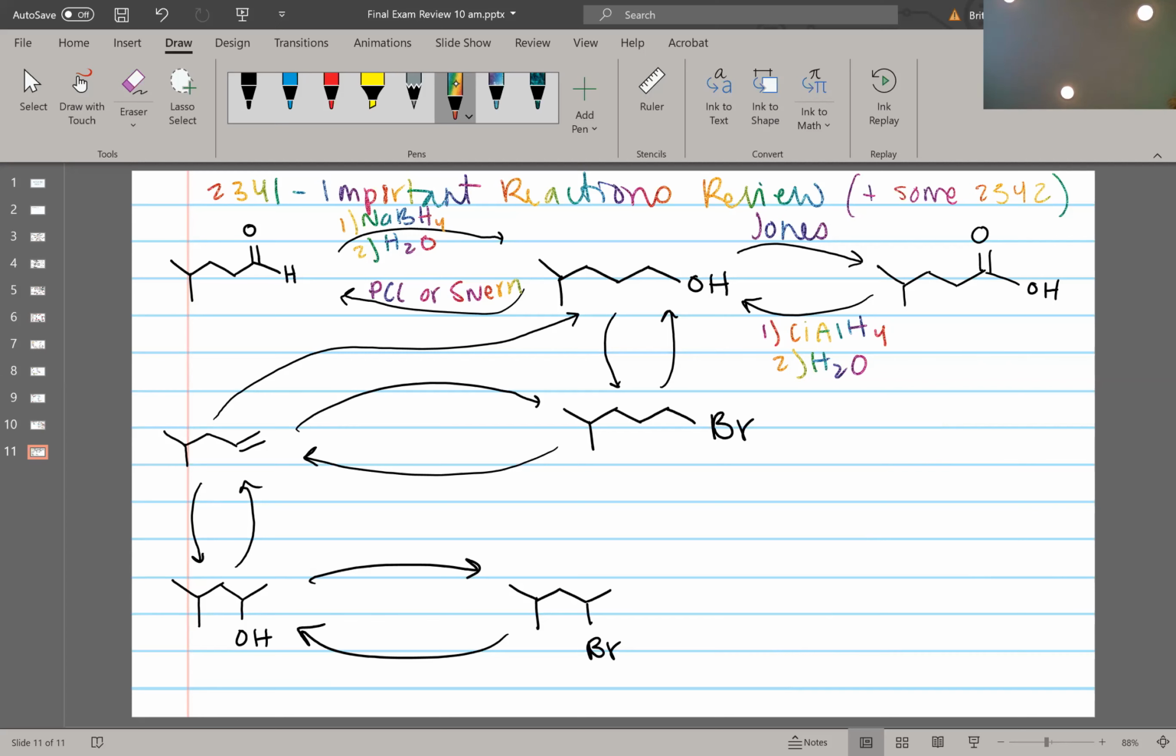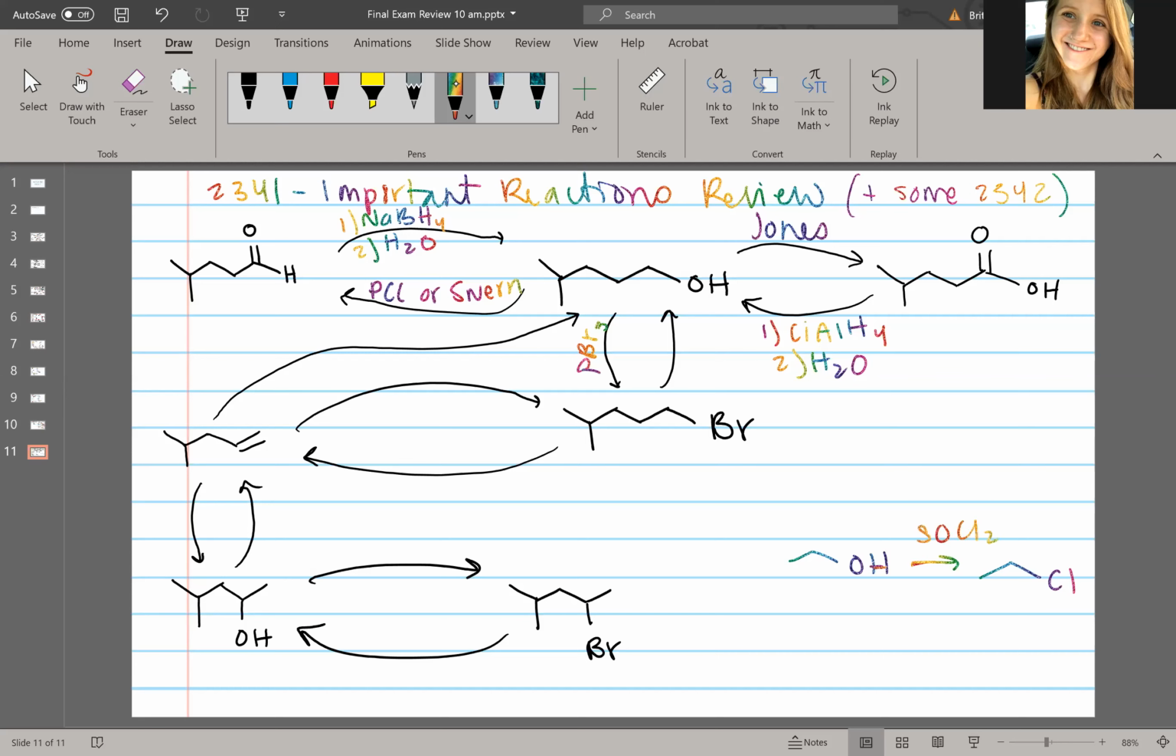We have primary alcohol to primary alkyl halide. How would we accomplish that? Could you use PBr3? Yep. And then also remember, if I wanted to go from alcohol to chloride, how would I do that? SOCl2. Right.